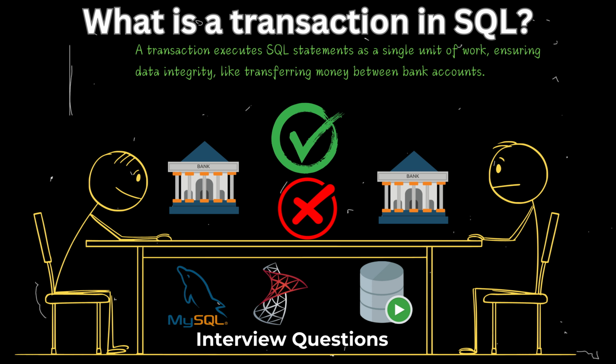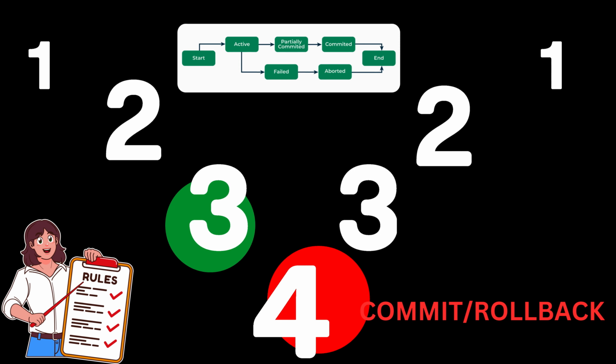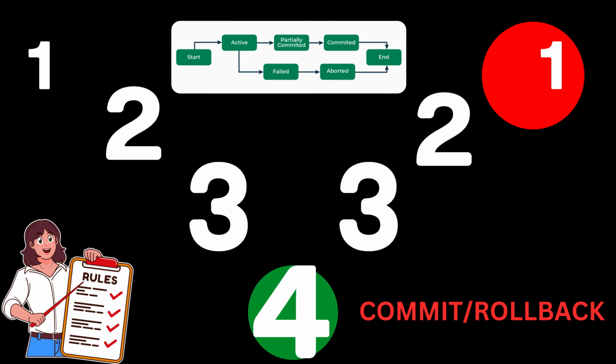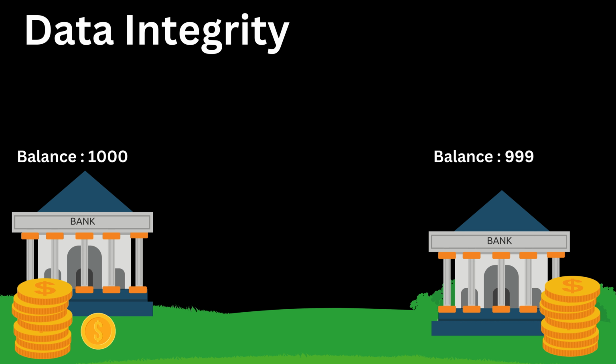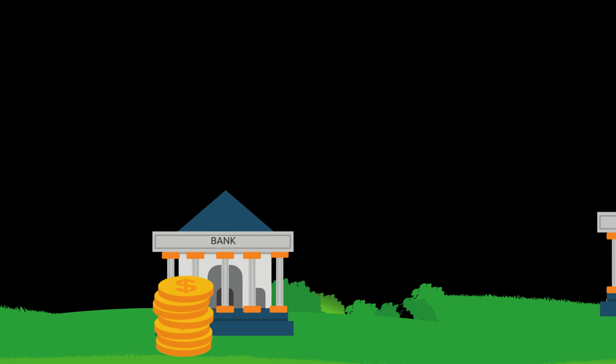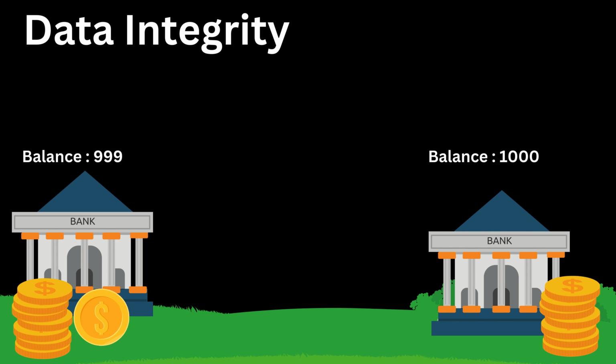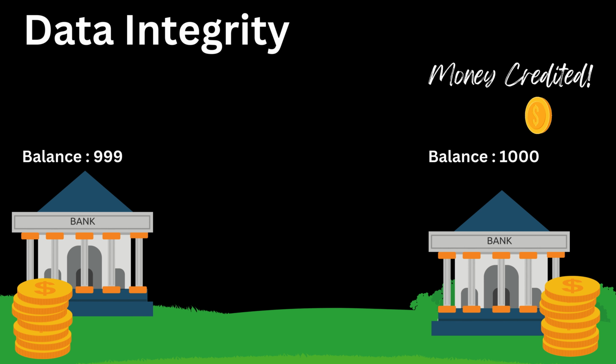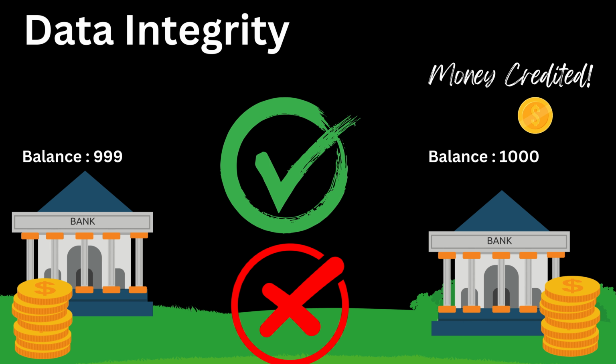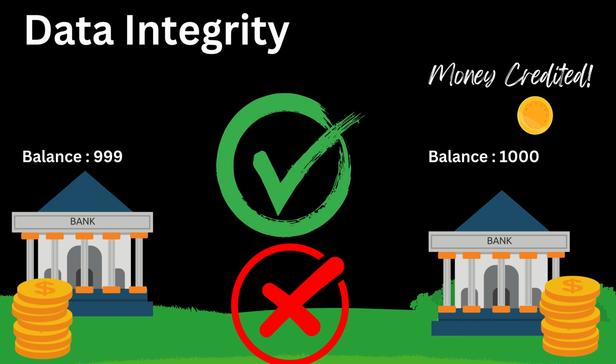What is a transaction in SQL? A transaction is a sequence of SQL statements that are executed as a single unit of work. Transactions are used to ensure data integrity. Consider transferring money between bank accounts. The transaction involves debiting one account and crediting another. Both actions must succeed or fail together to ensure no money is lost or created by mistake.